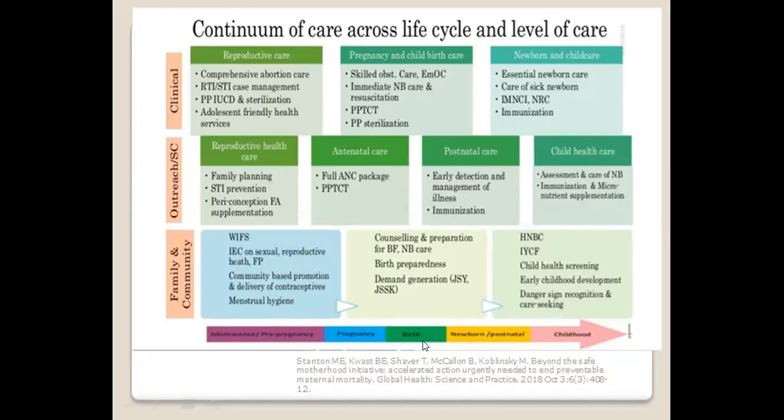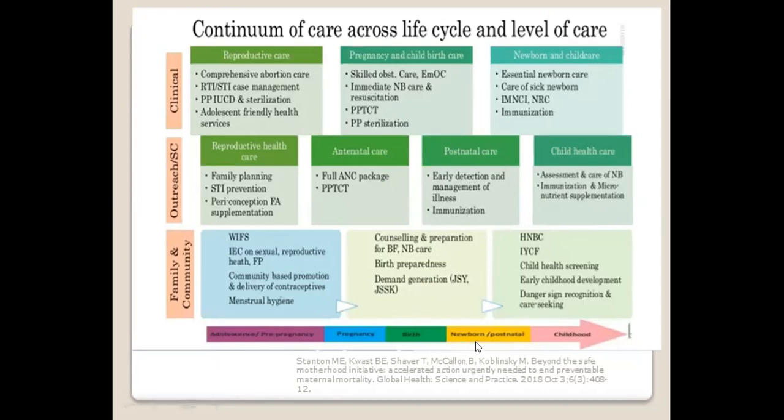In pregnancy and birth, the family and community level includes counseling and preparation for breastfeeding, birth preparedness, and demand generation. In outreach services, antenatal care packages are given, and at the clinical level, pregnancy and childbirth care includes essential obstetric care, immediate newborn care, resuscitation, and also HIV/AIDS prevention is tackled.